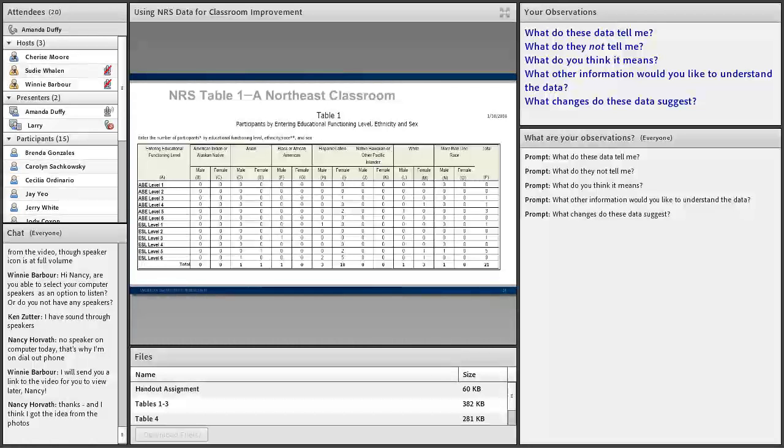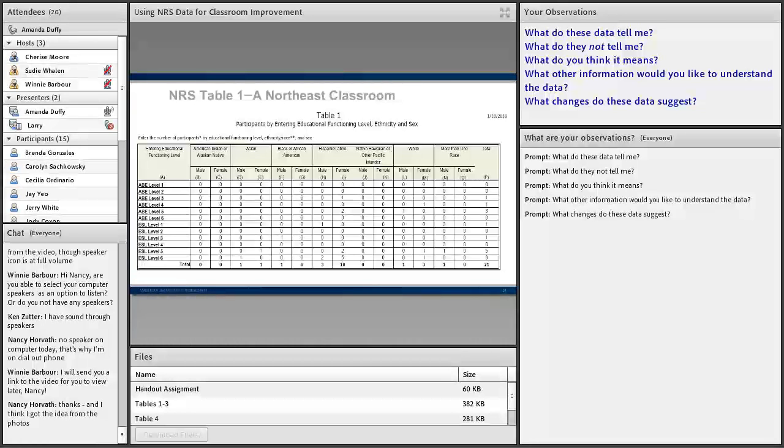And I also want to preface by saying these are actual classroom tables from one of my friends in the Northeast. She was kind enough to share her classroom tables with me. So when we look at table 1, what we're looking at is the entering ESL. So when the student first started in your classroom, what was their entering ESL? And it breaks it down by ethnicity and sex.